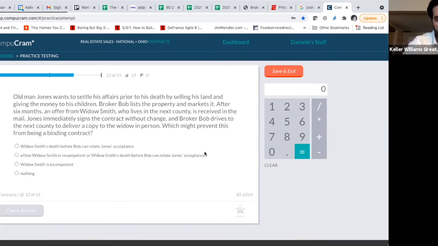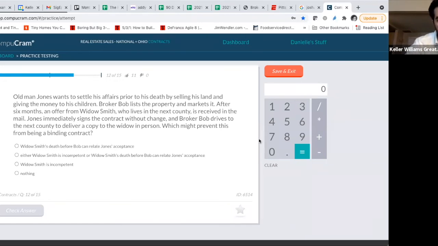All righty. Old man Jones wants to settle his affairs prior to his death by selling his land and giving the money to his children. Broker Bob lists the property and markets it. After 6 months, an offer from Widow Smith, who lives in the next county, is received in the mail. Jones immediately signs the contract without change, and Broker Bob drives to the next county to deliver a copy to the widow in person. What might prevent this from being a binding contract?